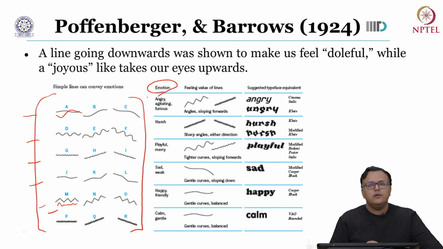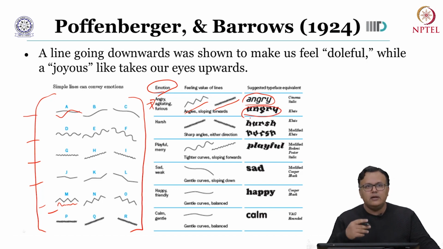For example, when we wanted to convey angry, furious kind of emotion, we can use these seesaw angular sloping forward lines, and when we use these lines, these shapes, and then we create these words, for example, here you see angry, you can actually understand that the intensity of the emotion which is supposed to be conveyed by that word, it varies in these two different iterations.